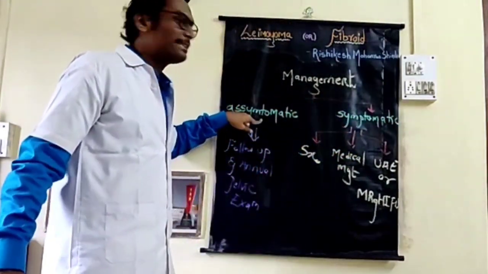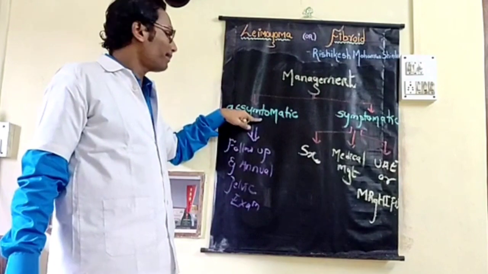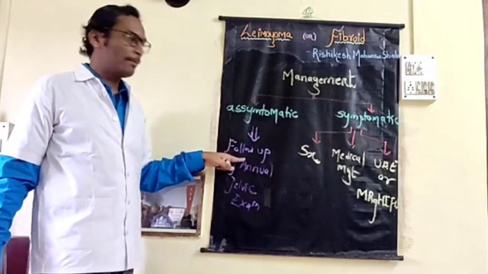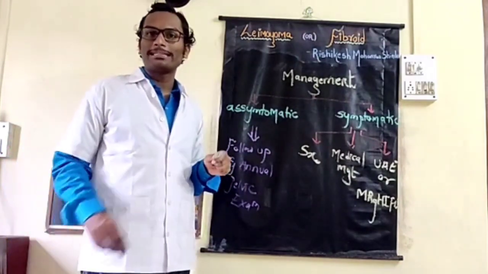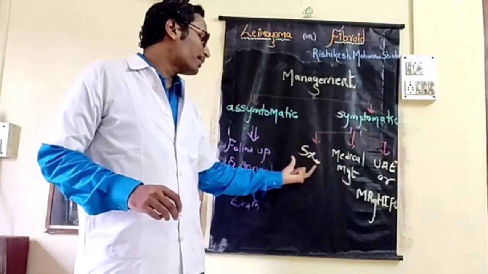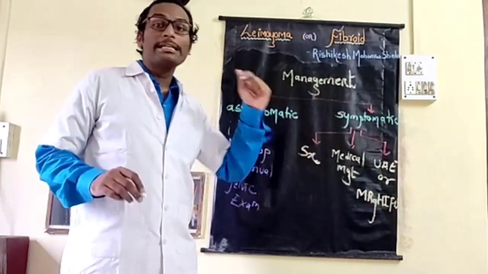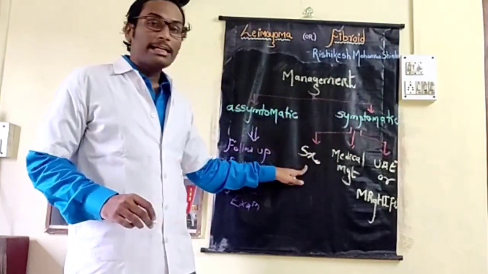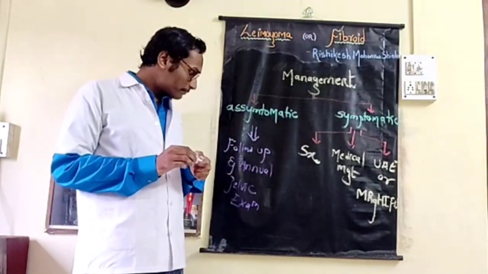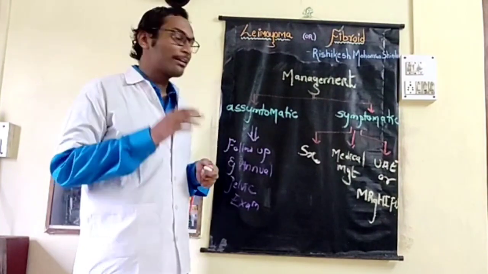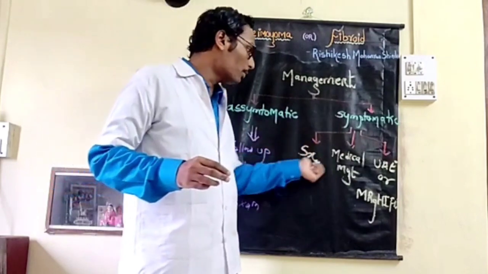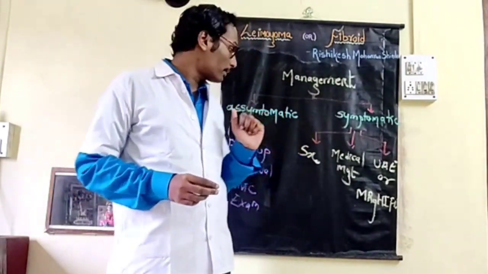If a patient presents to us with a fibroid and she is asymptomatic, we generally do a follow-up and an annual pelvic examination. But if the patient is symptomatic, one of the best treatments is surgery. So what are the indications for surgery? When the fibroid size is increasing, or when the patient is having pain, or the fibroid has undergone torsion. These are the indications for surgery.